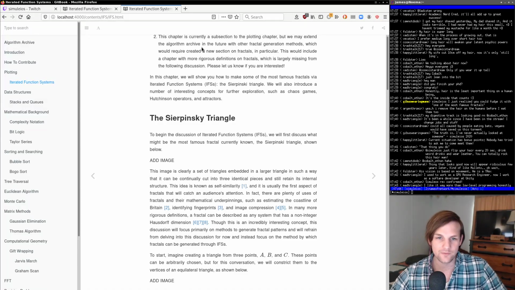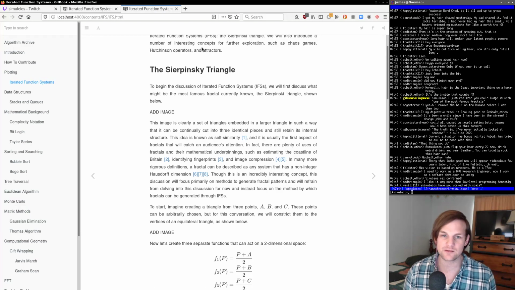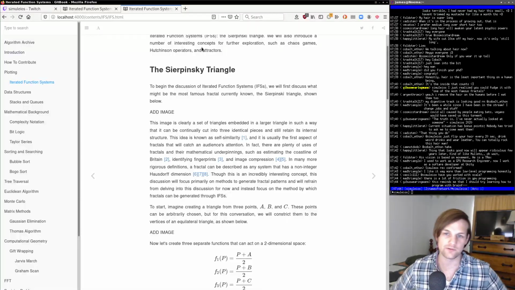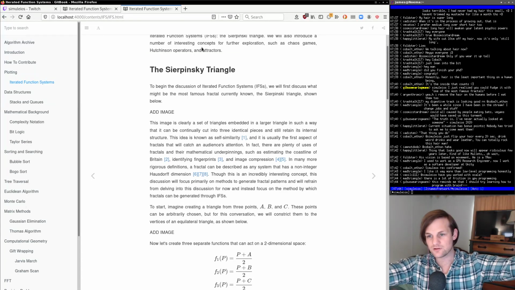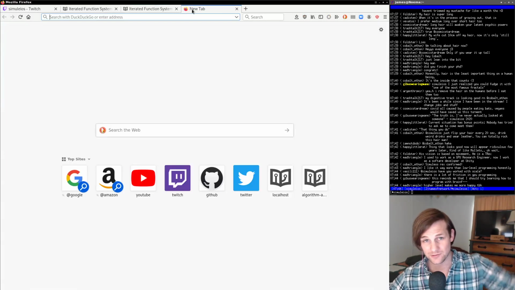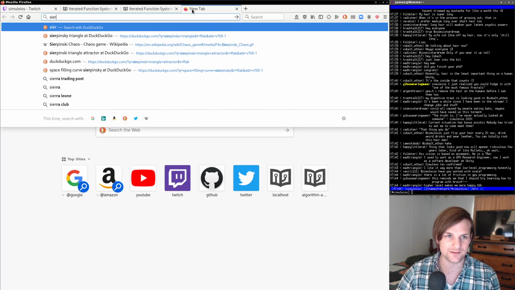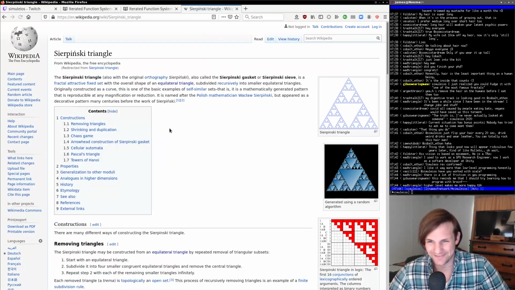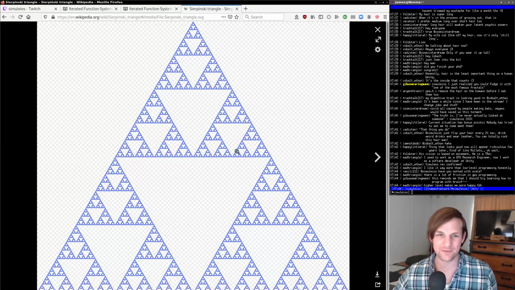Okay, so let's start. The Sierpinski triangle. To begin the discussion of iterated function systems, we will first discuss one of the most famous fractals currently known, the Sierpinski triangle, shown below. Add image of Sierpinski triangle. If you guys haven't seen the Sierpinski triangle before, here you go. Here's the triangle. Bam, that's the image I'm going to put in there.